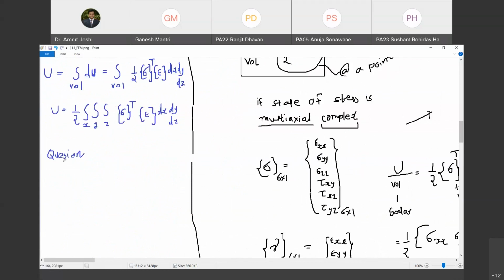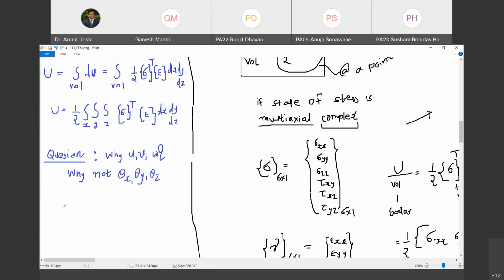Question. Why did I choose only U, V, W? Why did I not choose rotations about the x, y, and z axes? Why U, V, and W? Why not theta x, theta y, and theta z? Are you understanding my question? Yes, sir. So look, in this generalized formulation, the rotation is a byproduct of the differential of U, V, W.